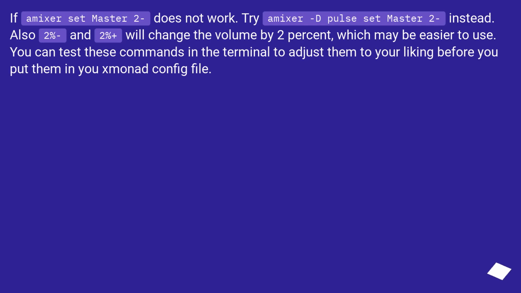If amixer set Master 2 does not work, try amixer -D pulse set Master 2 instead. Also 2%- and 2%+ will change the volume by 2%, which may be easier to use. You can test these commands in the terminal to adjust them to your liking before you put them in the Xmonad config file.